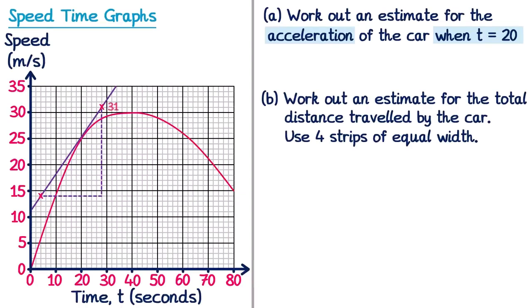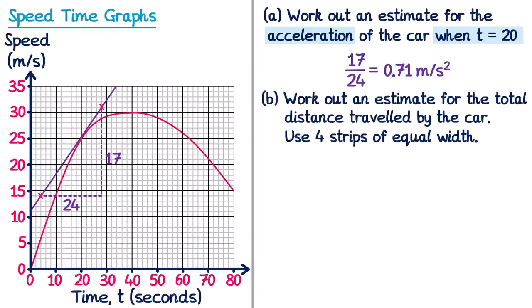This goes from 31 all the way down here to 14, so that's a change of 17. And the change in x goes from 4 all the way over here to 28, so that's a change of 24. We can now do the change in y divided by the change in x, so 17 divided by 24, which when rounded is 0.71 meters per second squared.